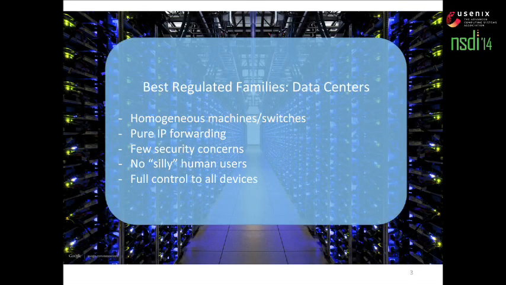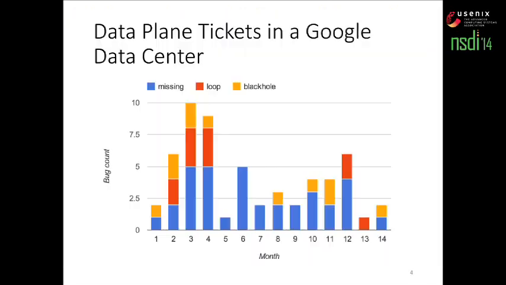Data centers. Why? Because in data centers, there are homogeneous machines and switches, and there's only pure IP forwarding. Very few security concerns. Everything is considered trusted. There are no human users, and network admins have full control of all the devices. However, as Dickens says, even in data centers, accidents can still happen.